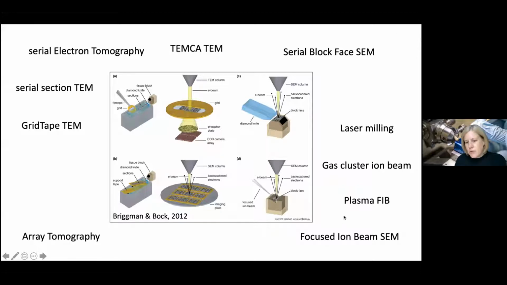So coming from focused ion beam, we now have plasma FIBs and gas cluster ion FIBs, which can mill much larger faces, but still maintain that very thin cutting. And then we have tools like laser milling, which can help us to prepare samples for the ion beam techniques. And then we have the multi-beam array tomography.